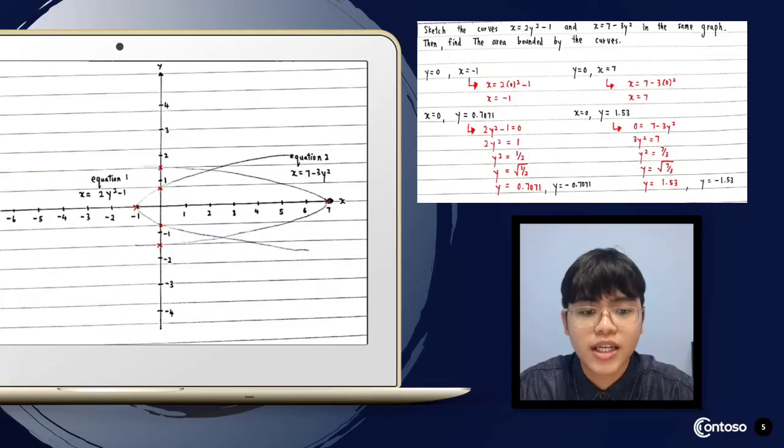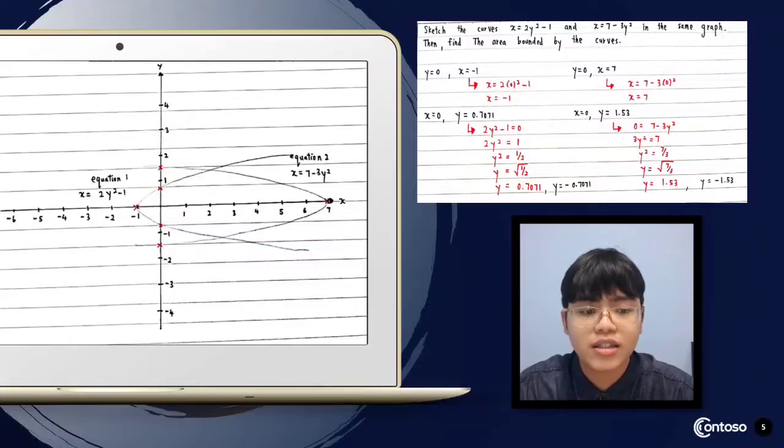The question is: sketch the curves x equals 2y squared minus 1 and x equals 7 minus 3y squared in the same graph. Then find the area bounded by the curves. For the equation x equals 2y squared minus 1, first, when y equals 0, x equals negative 1. When x equals 0, y equals 0.7071 by using the calculator equation.